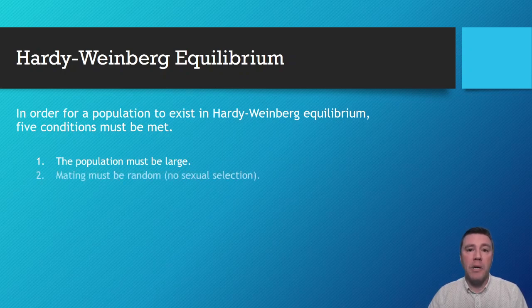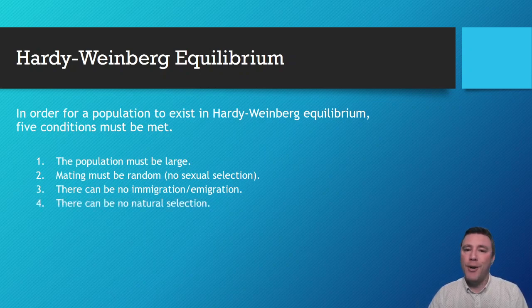Next, mating must be random. This means that individuals cannot demonstrate any preference for potential mates. If an individual does express preference for potential mates, then that is a form of selection. Third, there can be no migration. Also known as gene flow, which will come up in a few moments as well, when individuals immigrate into a population or emigrate out of it, they are bringing in or taking away, respectively, the alleles they possess.